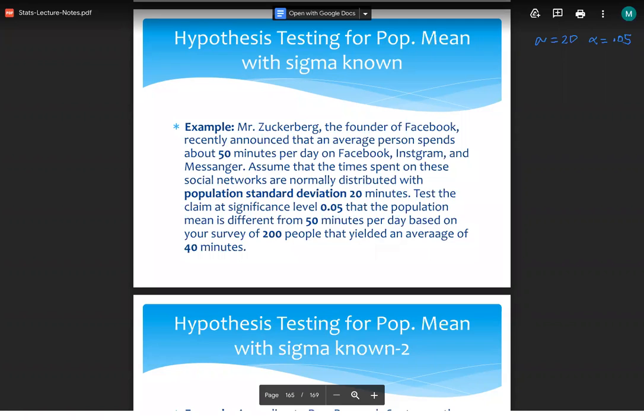So you will be having either mean is equal to 50 versus mean is not equal to 50. These are the two things. The first one is going to be your null hypothesis. The second one is going to be your alternative hypothesis. Remember, null and alternative hypothesis, they are complements of each other.